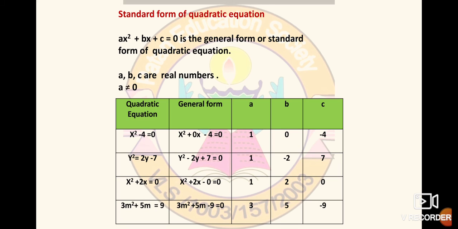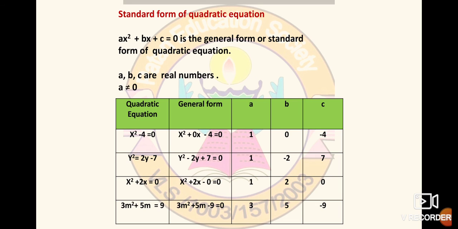Coming down to the second example, y square is equal to 2y minus 7. It is again not in a proper standard form. You have to take 2y and minus 7 to the left hand side, so they will change their signs, and it will become, in the general form, y square minus 2y plus 7 is equal to 0. Now the coefficient of y square is not given, so a is 1, b is negative 2, and c is 7.